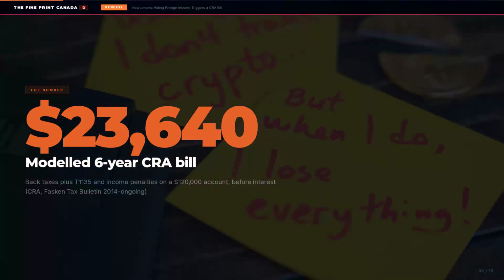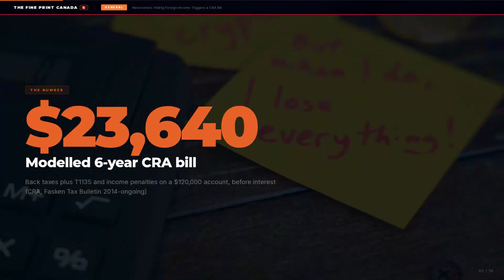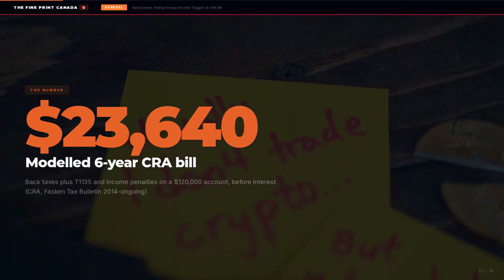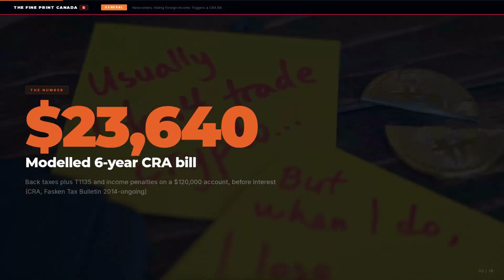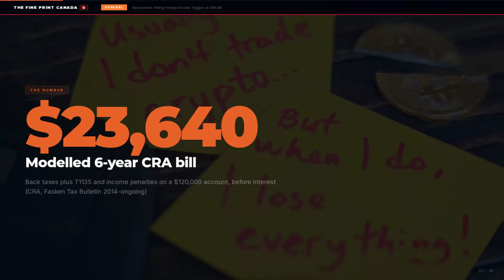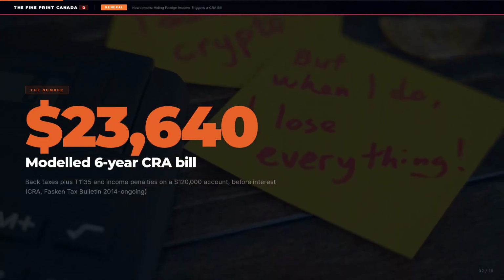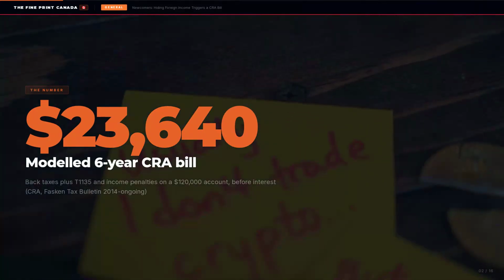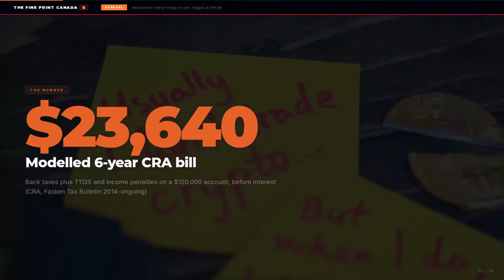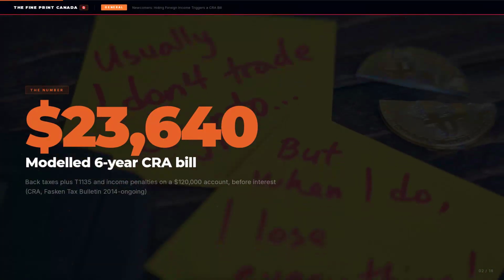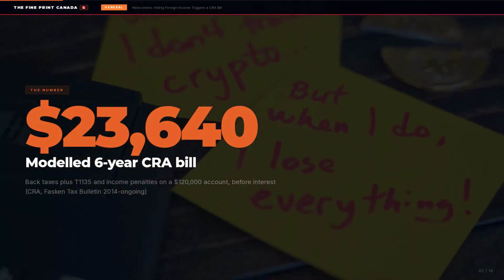In a realistic 6-year model, $120,000 held abroad earning 3%, the total CRA bill in back taxes and penalties reaches $23,600 according to CRA rules in Fasken's tax bulletin. And that is the conservative version before interest is even added. If gross negligence is found, it climbs closer to $30,000.